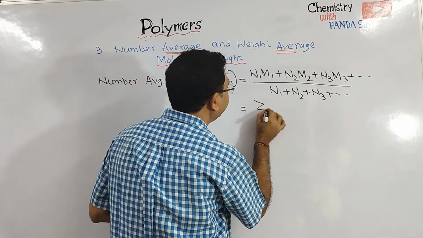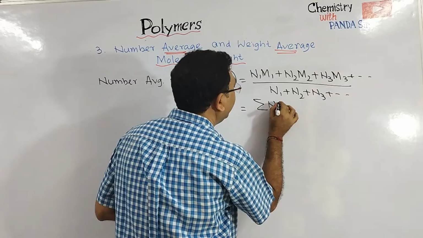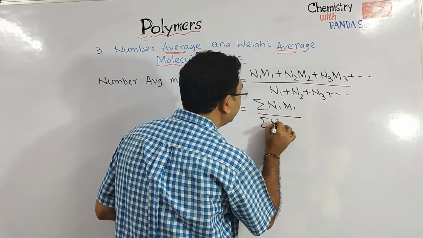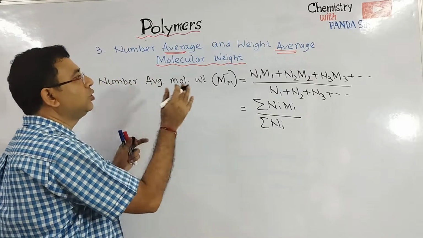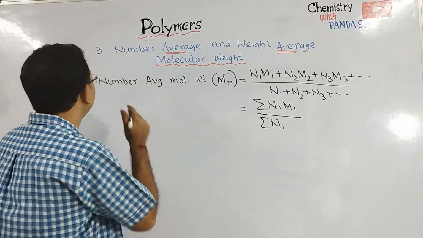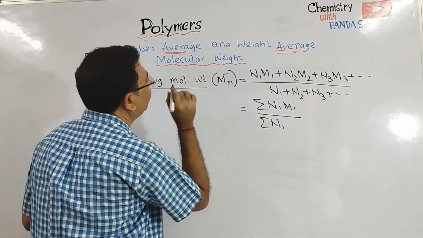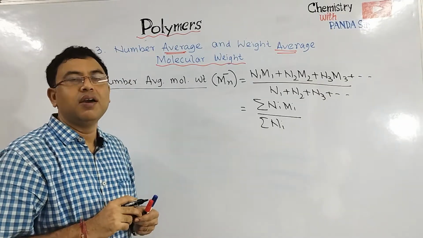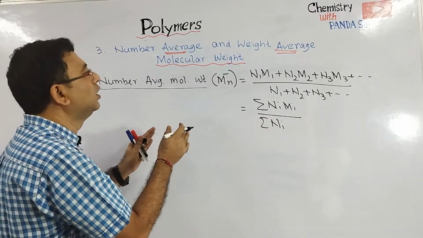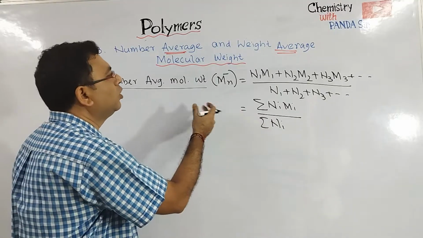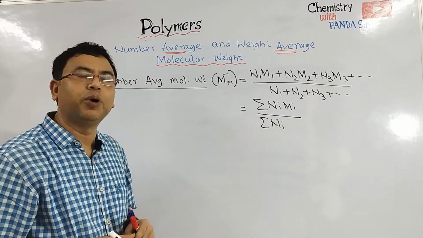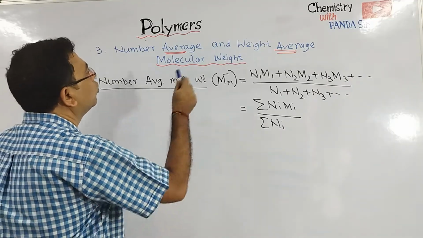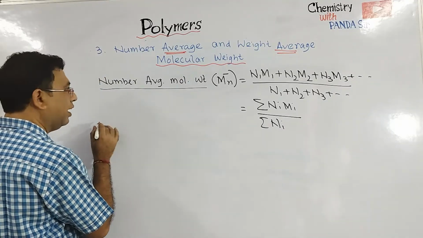So I can take in short the summation of Ni Mi divided by the summation of Ni. So this is the working formula to calculate the number average molecular mass or number average molecular weight. Very soon we are going to discuss one or two quick numericals on that point. Now after the number average, we go for another one, that is called weight average.